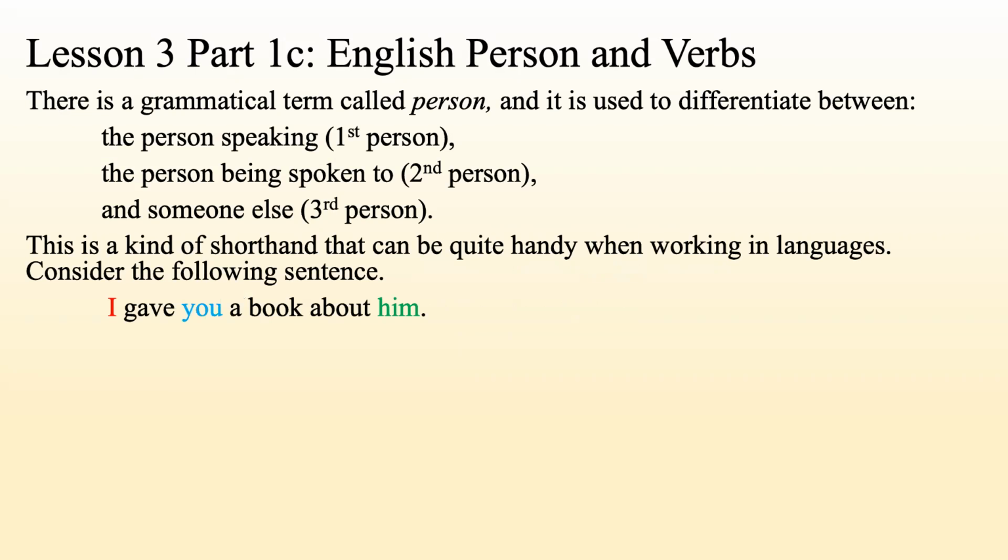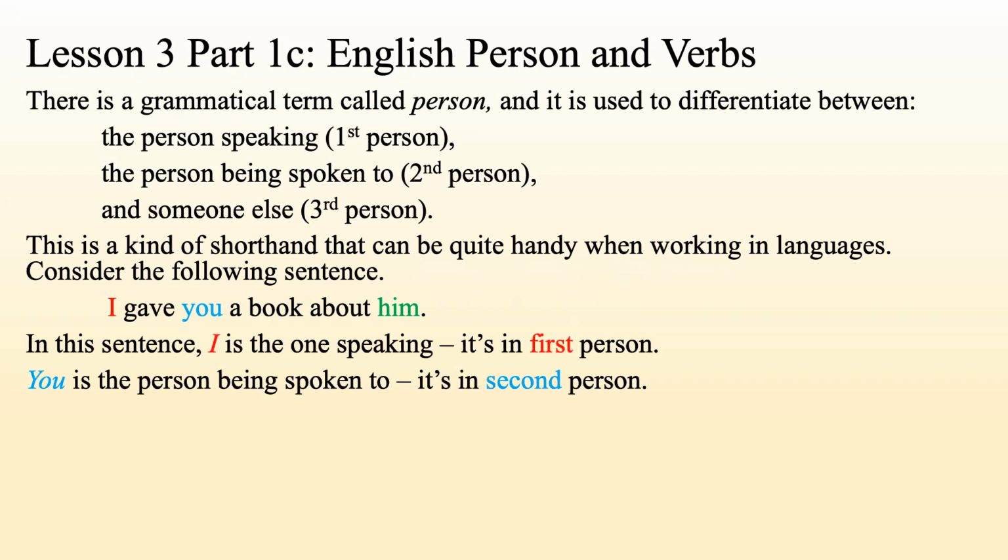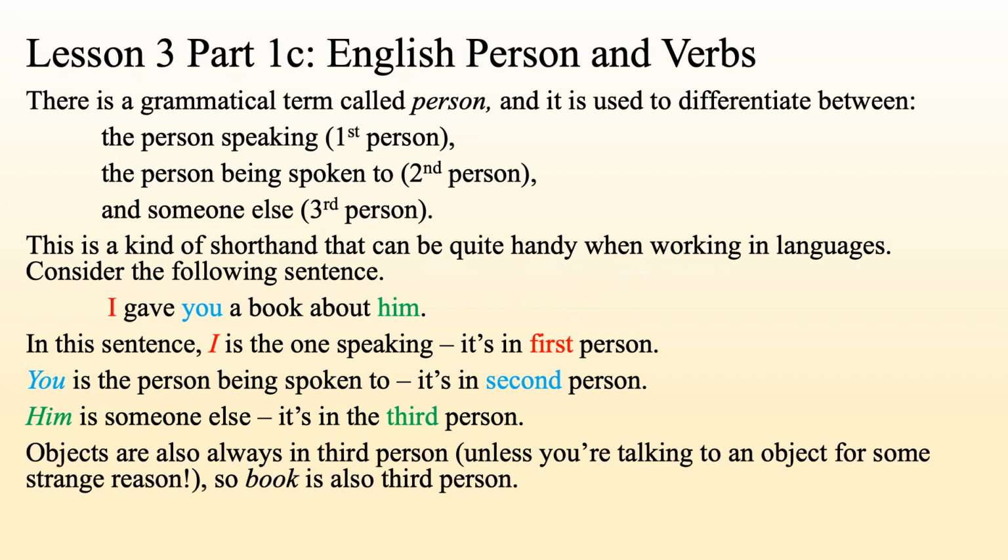Consider the following sentence. I gave you a book about him. In this sentence, I is the one speaking. It's in first person. You is the person being spoken to. It's in second person. Him is someone else. It's in the third person. Objects are also always in third person, unless you're talking to an object for some strange reason. So book is also third person.